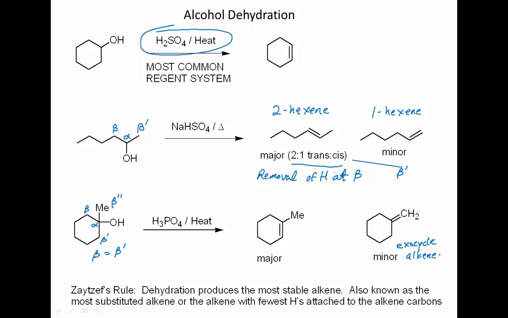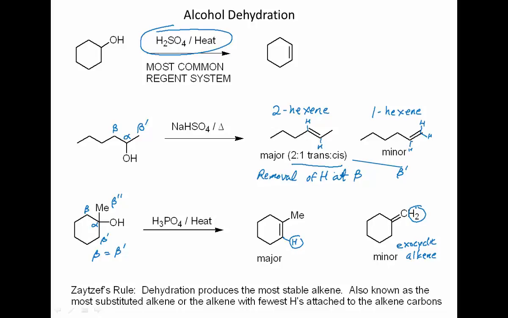Okay, we can also say that we're going to produce the alkene that has the fewest hydrogens attached to the alkene carbons. Okay, so up here we're producing the one that has 2 hydrogens. Over here we're producing, as a minor product, the one that has 3 hydrogens. Okay, and same thing here. The major product has only 1 hydrogen, whereas the minor product has 2 hydrogens. So that's another way of saying Zaitsev's rule.